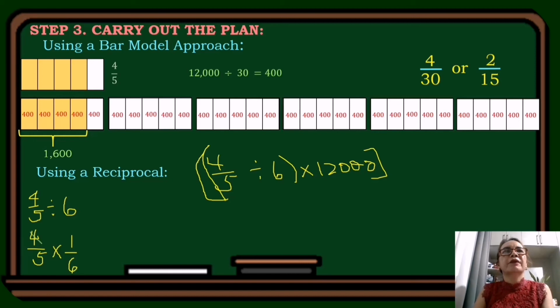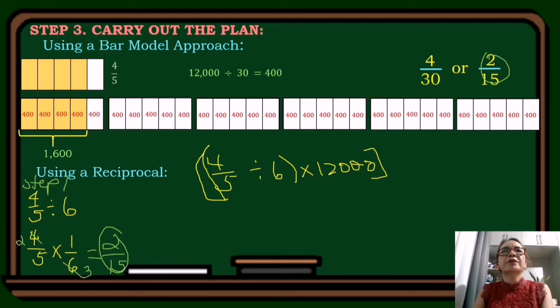So 4 and 6. The common factor is 2. So 4 divided by 2 is 2. 6 divided by 2 is 3. And then we will multiply both the numerators. 2 times 1 is 2. And then 5 times 3 is 15. Okay, so we have the same answer here and in the bar model. This is just step 1. Let's continue with step 2.